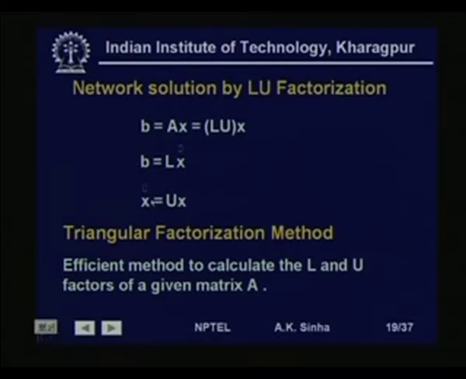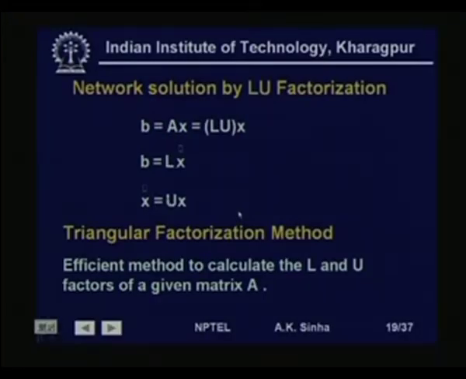So, this is what we need to do. First we will find this in terms of x hat, and then b = L x hat needs to be solved. So, what we do is b = L x hat, we will solve to get x hat, and then we will solve x hat = Ux to get x. Now, how do we factorize this matrix?